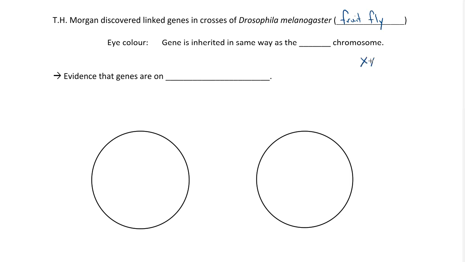Drosophila has sex chromosomes like humans do, XX for female, XY for male, and he was able to show that the gene for eye color was inherited in the same way as the X chromosome. We would say that eye color is sex-linked. It's passed along differently depending on whether the offspring is male or female. So taken together, this was evidence that genes are on chromosomes.